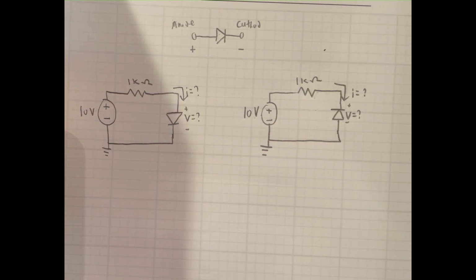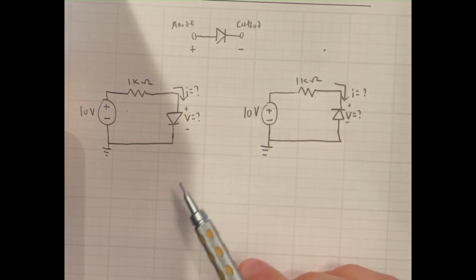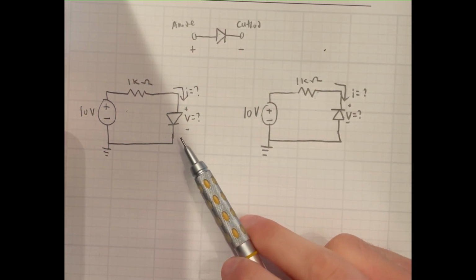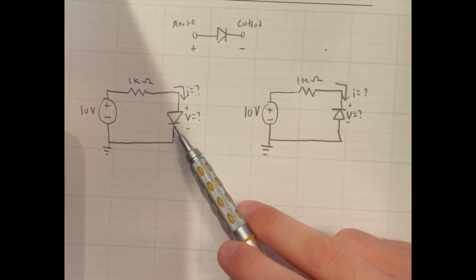So now I want to take the diode and apply it to a circuit that looks more familiar to you. So we have a DC circuit. Let's focus on this left one first. And we want to analyze what the diode is actually doing in the circuit, right? So I have 10 volts, this 1 kilo ohm resistor, followed by the diode.